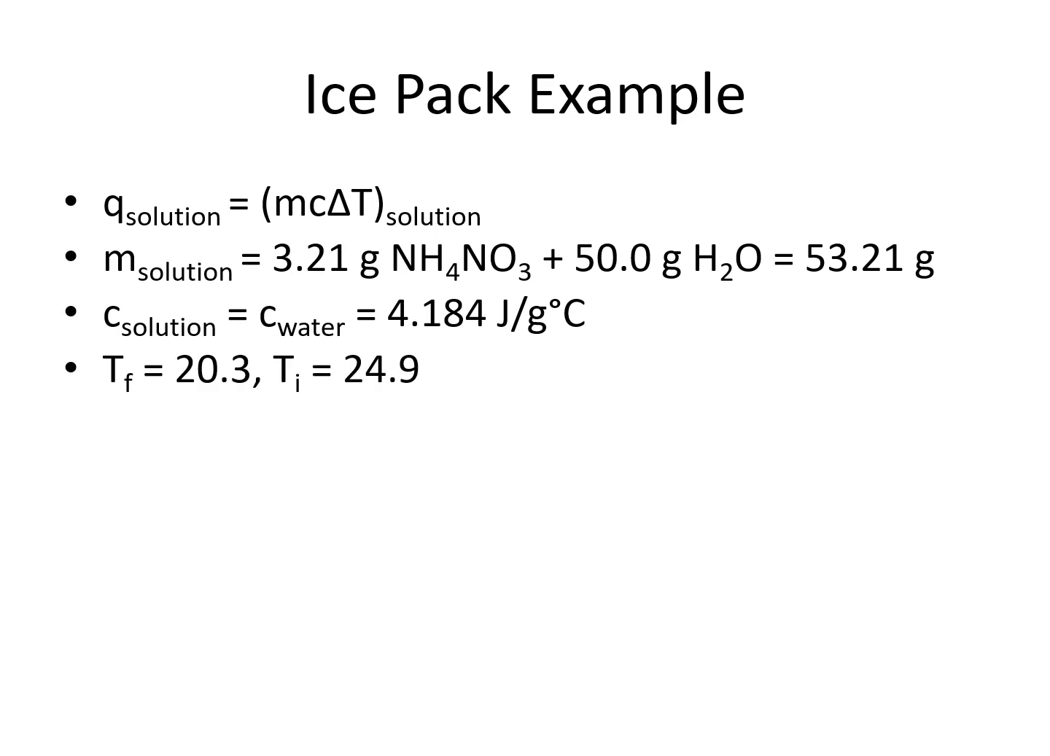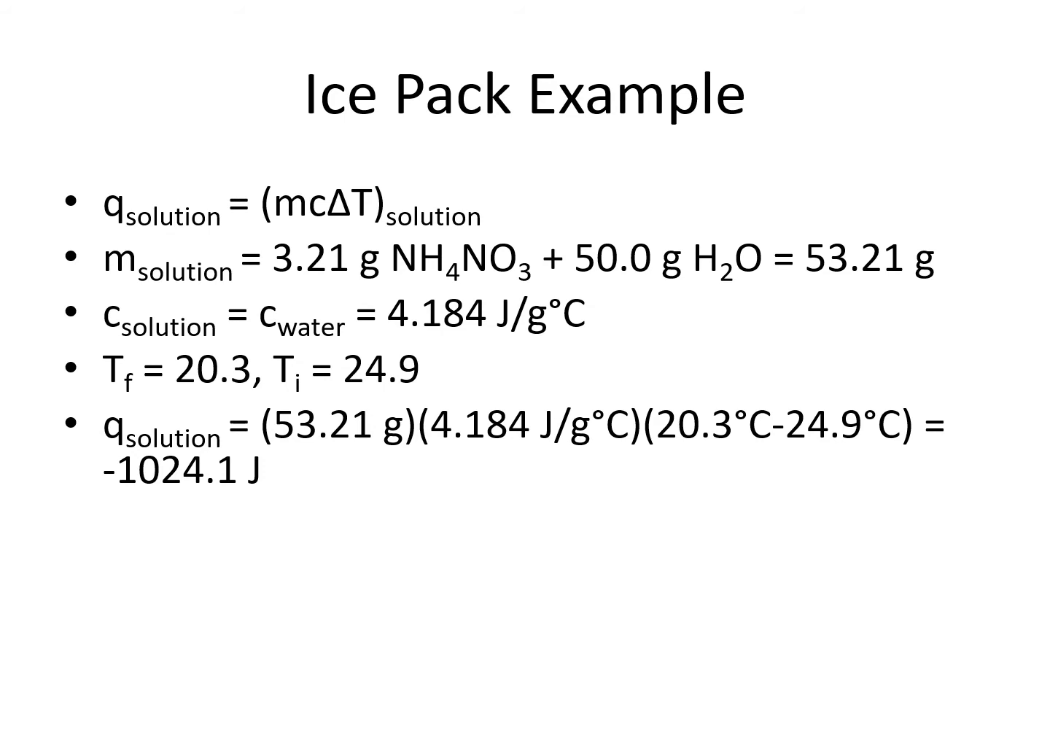And we have two temperatures, an initial temperature of 24.9 and a final temperature of 20.3. Now remember, for delta T, we're going to do final minus initial. So we plug in our equation, our mass of 53.21, our specific heat of 4.184, and our two temperatures, final minus initial, 20.3 minus 24.9. So we get a negative value for our delta T, which ends up giving us a negative value for our Q. And that value is going to be negative 1024.1 joules.